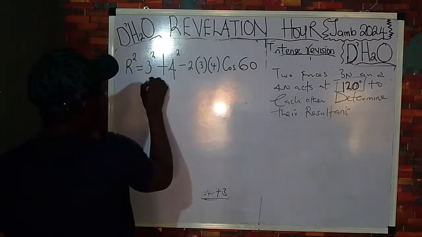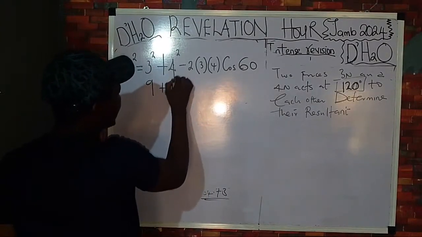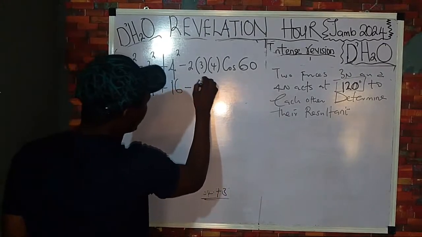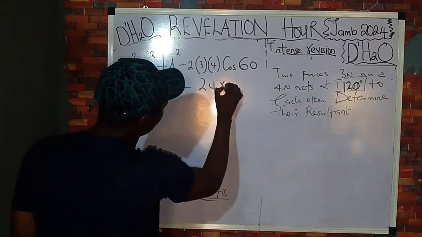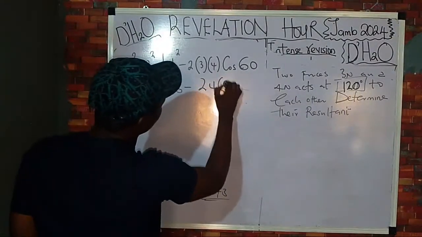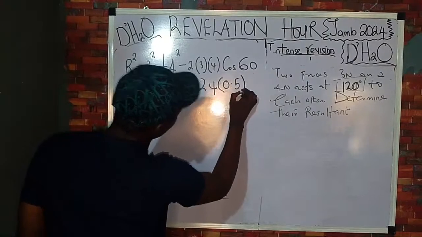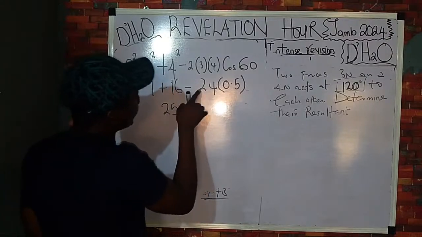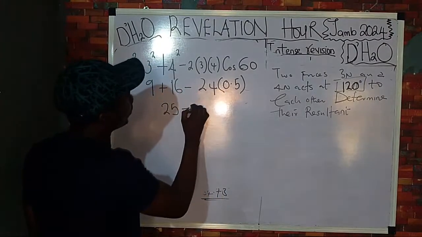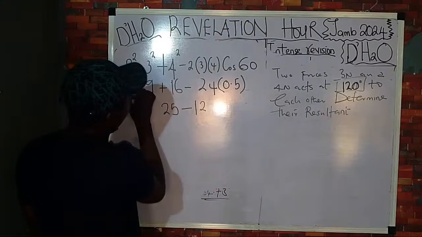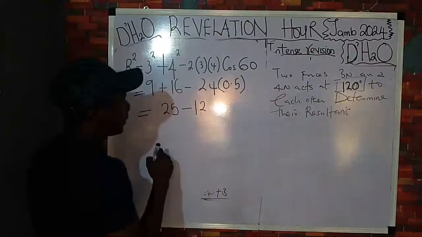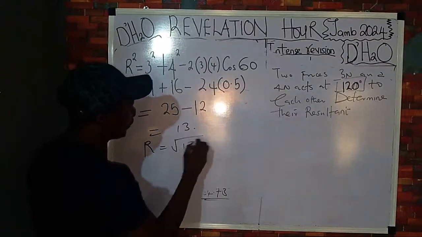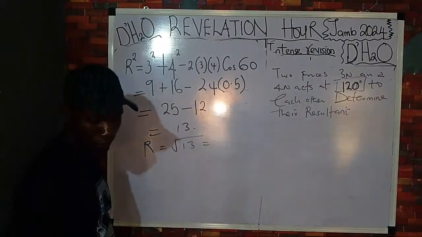Yes. 3 squared is 9. 4 squared is 16, minus 2 times 3 times 4, which is 24, times cos 60. What is cos 60? 0.5. You see it now? 9 plus 16 is 25. 24 times 0.5 will give us 12. Wow, that's very easy. 25 minus 12 is 13. R will give us the square root of 13. What would that give us?